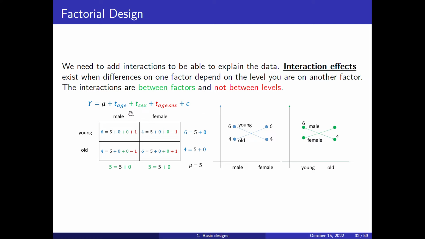Okay, so we have already introduced interactions. Interactions happen between factors, not between levels. And also there is an interesting property. You may remember that the age effects have to add up to 0, and the same for sex. The same happens for the interactions, and they are even more constrained than the main effects, because they have to add up to 0 if you sum by age or if you sum by sex.